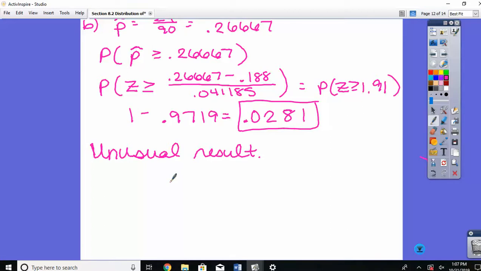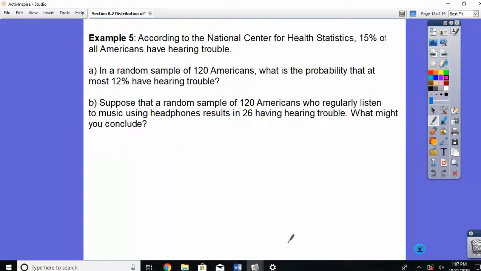Questions on this one? I think I can do one more. Okay, so according to the National Center for Health Statistics, 15% of Americans have hearing trouble. So, in a random sample of 120 Americans, what's the probability that at most 12% have hearing trouble?